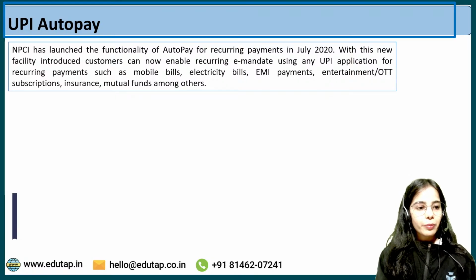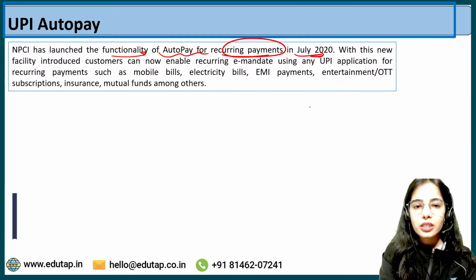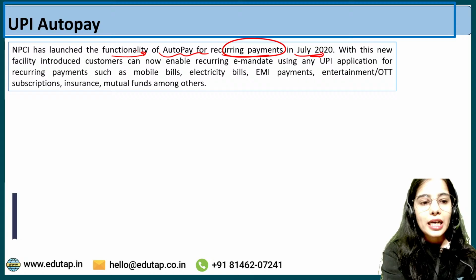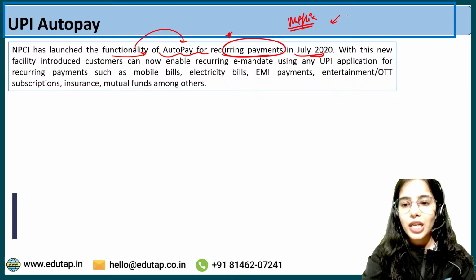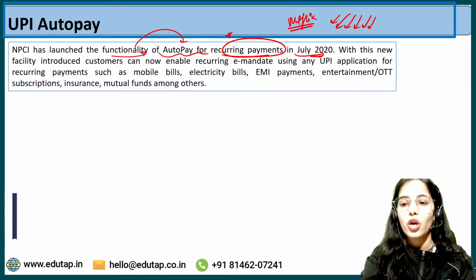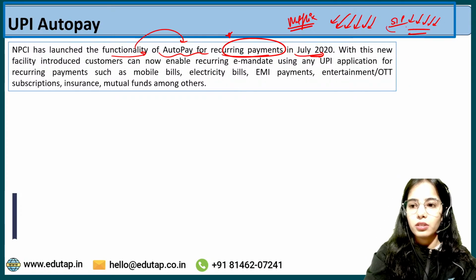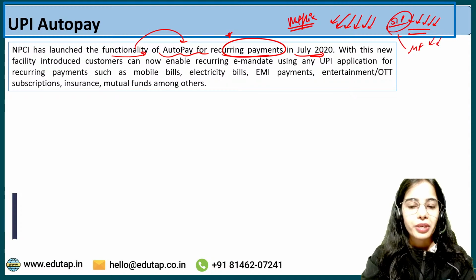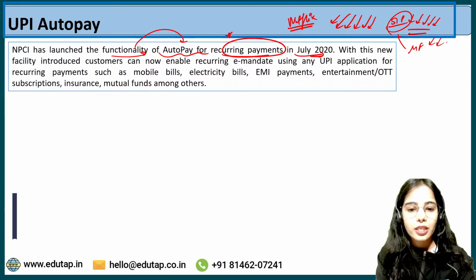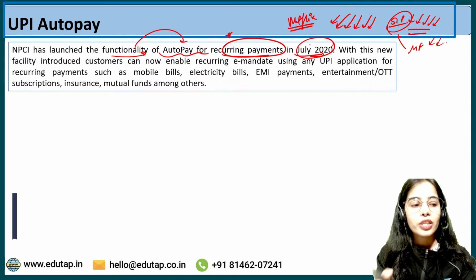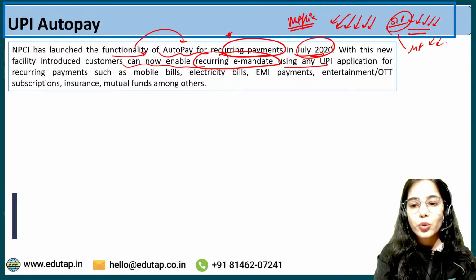Okay, so NPCI has launched the functionality of the auto pay for recurring payments in July 2020. The National Payments Corporation of India launched the functionality of auto pay for recurring payments, like let's say your Netflix subscription, where every month you have to make the payment. Or let's say for your SIP, for your mutual funds, you have to make the payment every month from your UPI. So UPI autopay is a very good system that has been initiated in the UPI, and this was launched in July 2020.